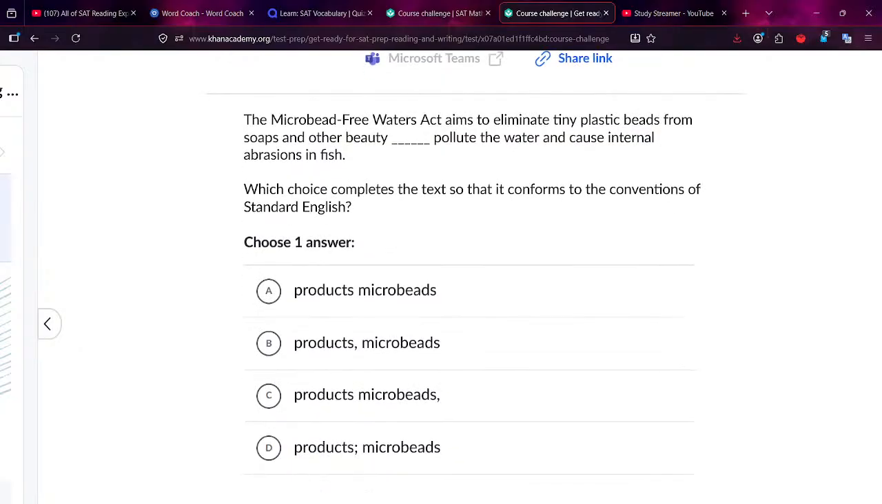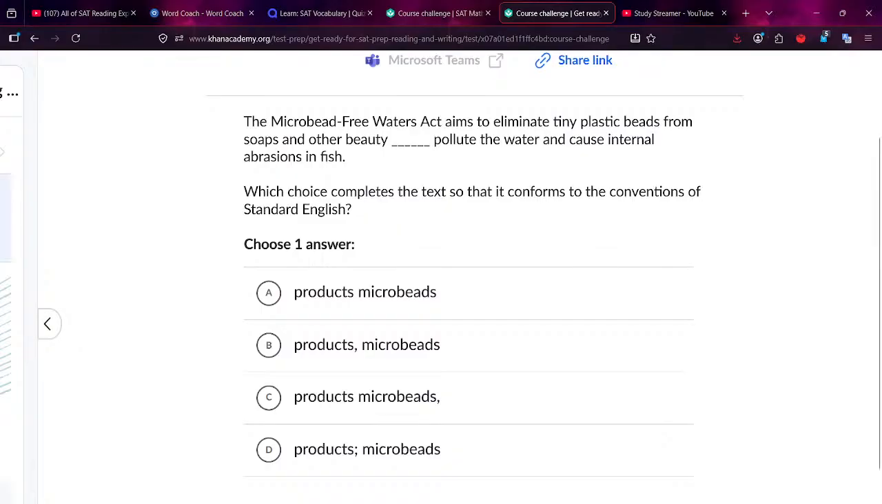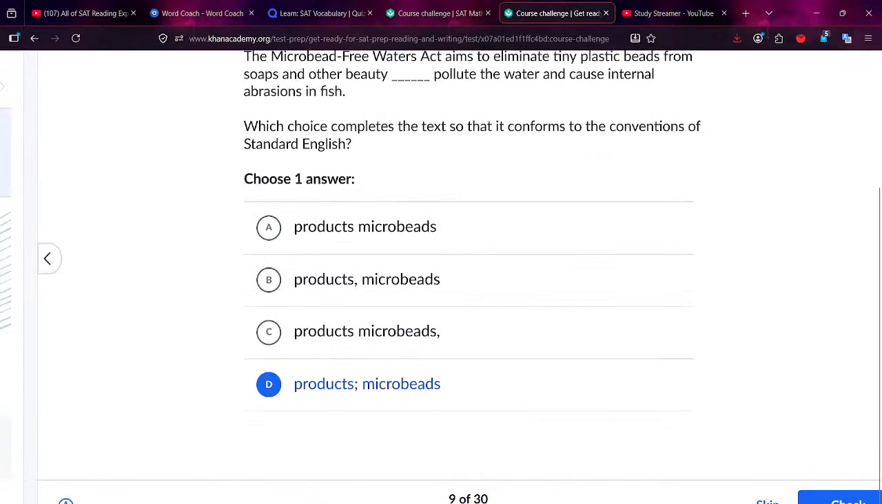The Microbead-Free Waters Act aims to eliminate tiny plastic beads from soaps and other beauty products. So these two can function as independent clauses or their own independent sentences. Right? The Microbead-Free Waters Act aims to eliminate tiny plastic beads from soaps and other beauty products. Period. Microbeads pollute the water and cause internal abrasions in fish. Those two could be separate sentences, right? So we can separate them with a semicolon.